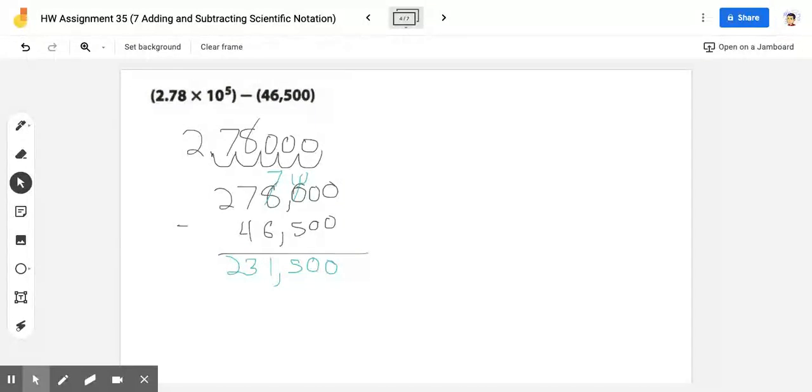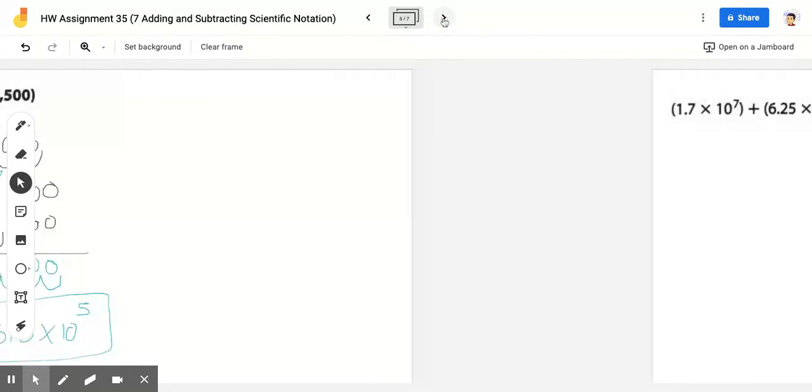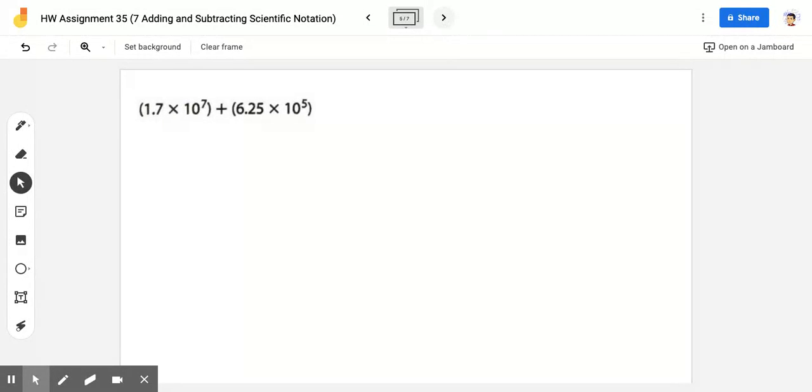Let's get it to scientific notation. 1, 2, 3, 4, 5. We will have 2.315 times 10 to the fifth power. So that was that first strategy, and it works whenever we have smaller exponents or numbers already in standard form. It works nicely for us. Okay, let's see strategy numero dos.